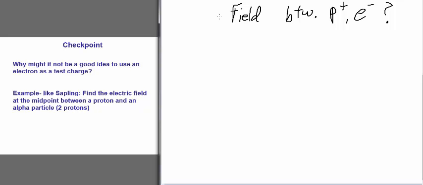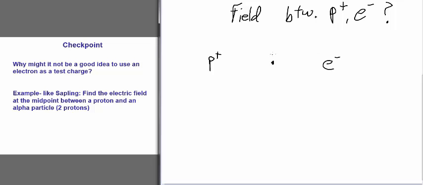Now I figure I'll just help you get started on a similar question. What's the field at the midpoint between a proton and an electron? So the same principles and equations apply here. We just have different charges, maybe a different distance between them. And a different direction of the field from the electron.